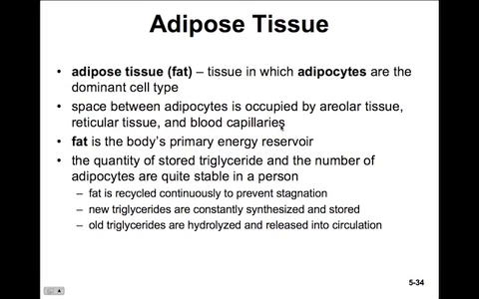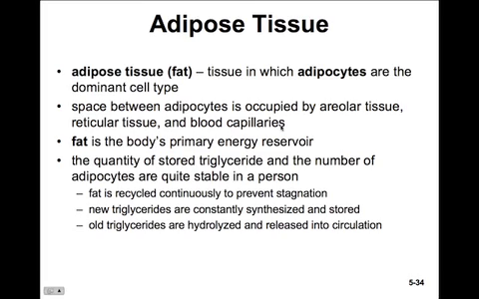Adipose tissue is yet another class of tissue. This is the third type, adipose tissue. Adipose tissue is simply fat. It's tissue in which the adipocytes, the cells ("cyte" will always mean cell), are the dominant cell type. The space between the adipocytes is occupied by areolar tissue, reticular tissue, as well as blood capillaries. Fat is the body's primary energy reservoir, so it's very important.